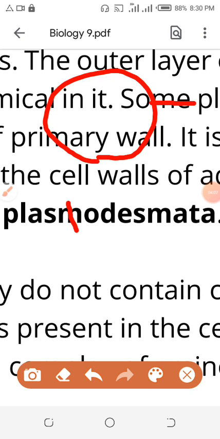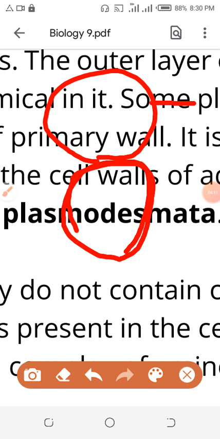Okay, another cell. This is another cell, which is also composed of the cell wall. This is the number one plant cell, this is the second plant cell. So, sir, why are the plasmodesmata present in the cell wall? This was the question.